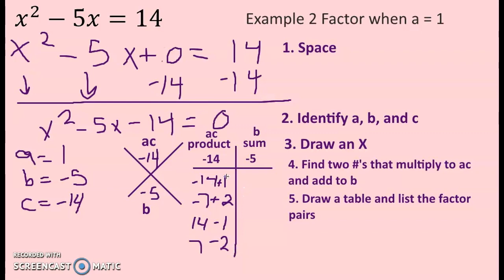So we're going to combine these numbers to see which one gives us -5. So -14 plus 1 is -13. That's not -5. Let's go to the next one. -7 plus 2, that's -5. Looks like that works, but let's keep going. 14 minus 1 is 13, and 7 minus 2 is 5. So it looks like -7 and 2 are the factors that you're looking for.